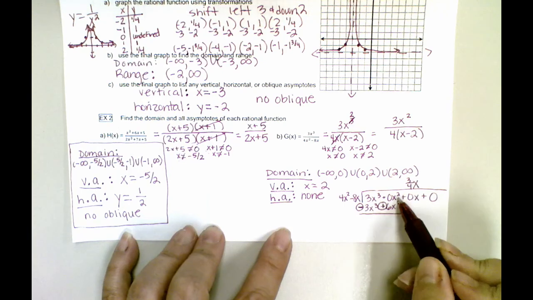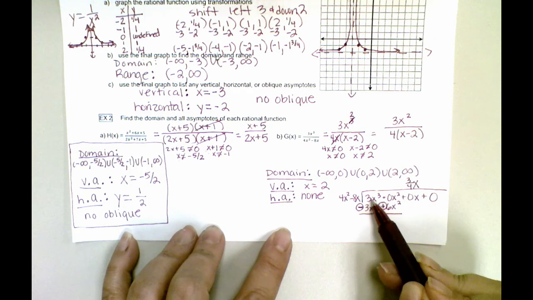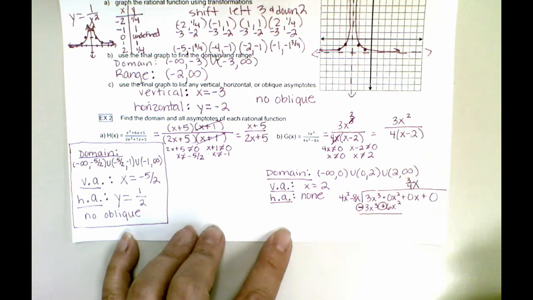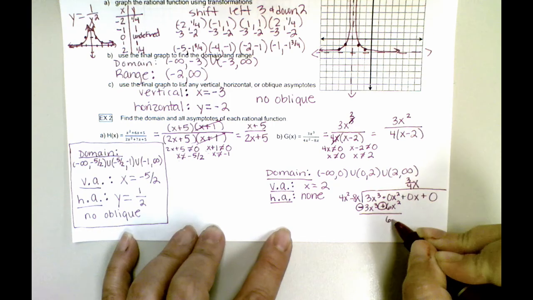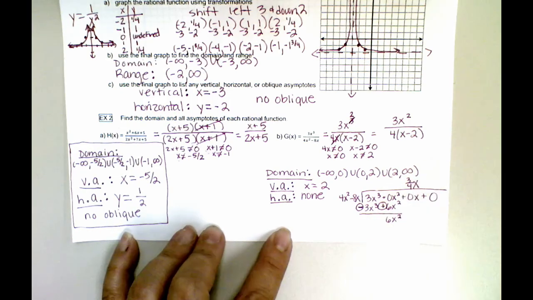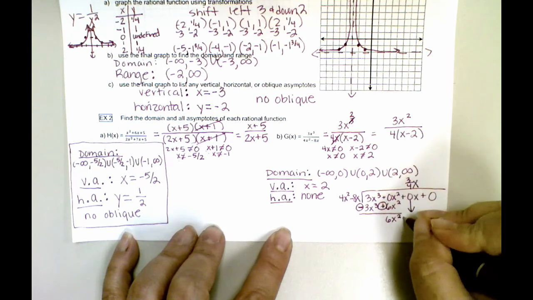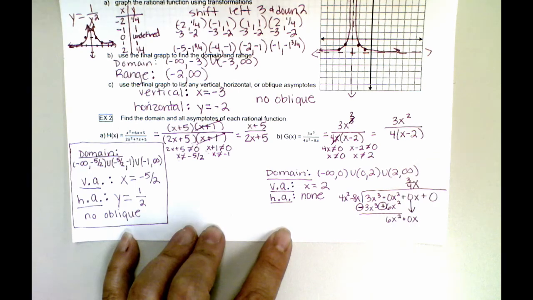Now I can add the columns. So 3x cubed plus negative 3x cubed is 0. Those cancel out. 0x squared plus 6x squared is 6x squared. The next step is typically to bring down the next term. And then I start over.